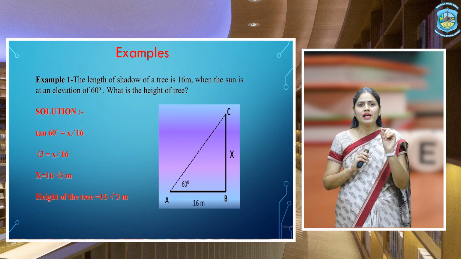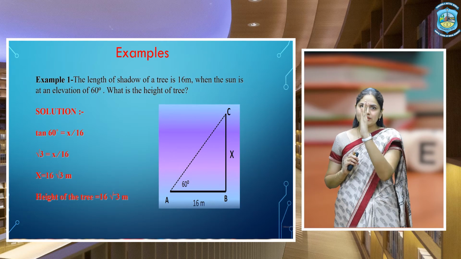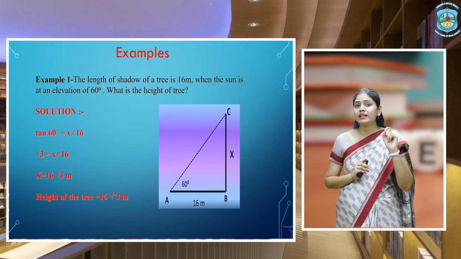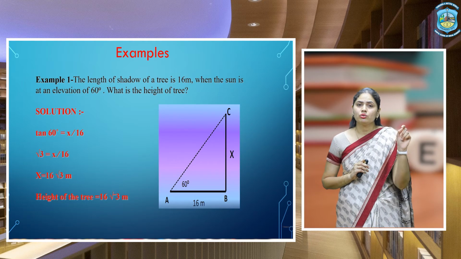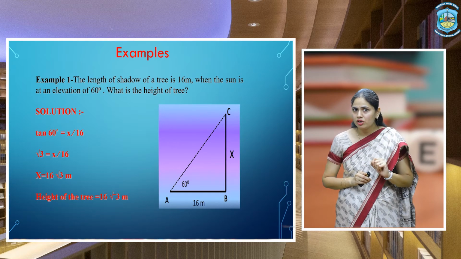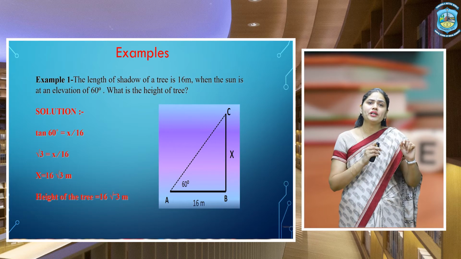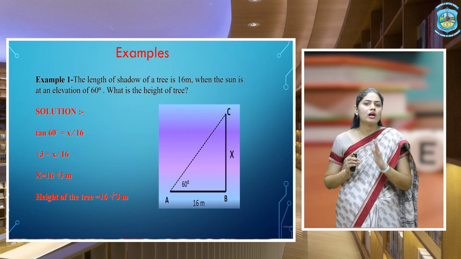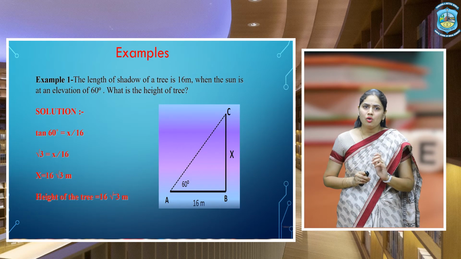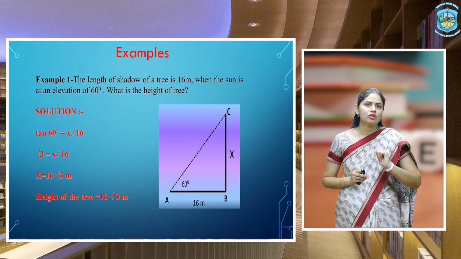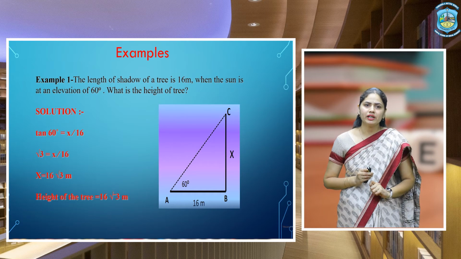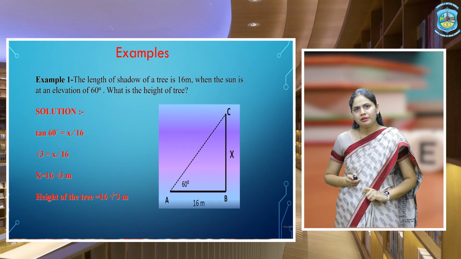So tan 60 is equal to the perpendicular value x divided by 16. And what is the value of tan 60 degree? It is root 3. So root 3 is equal to x divided by 16. So what will be the value of x? x is equal to 16 root 3 meter. So the height of the tree is 16 root 3 meter. Now if you want, you can put the value of root 3 here or you can leave it like that.